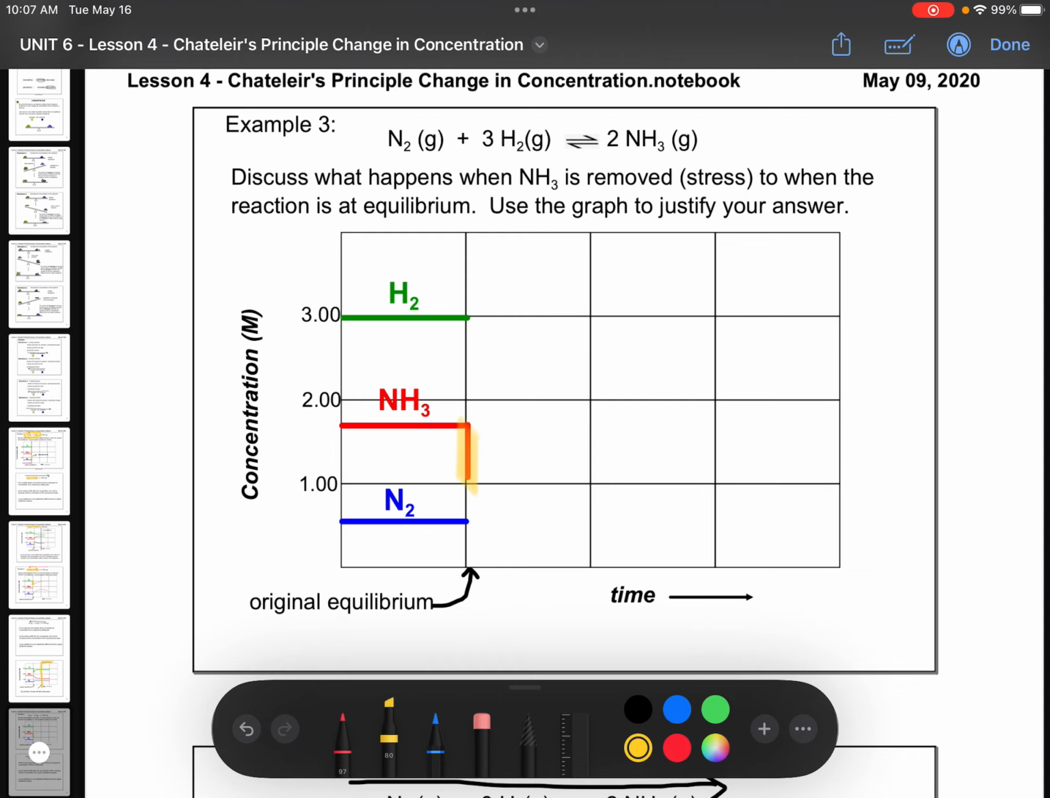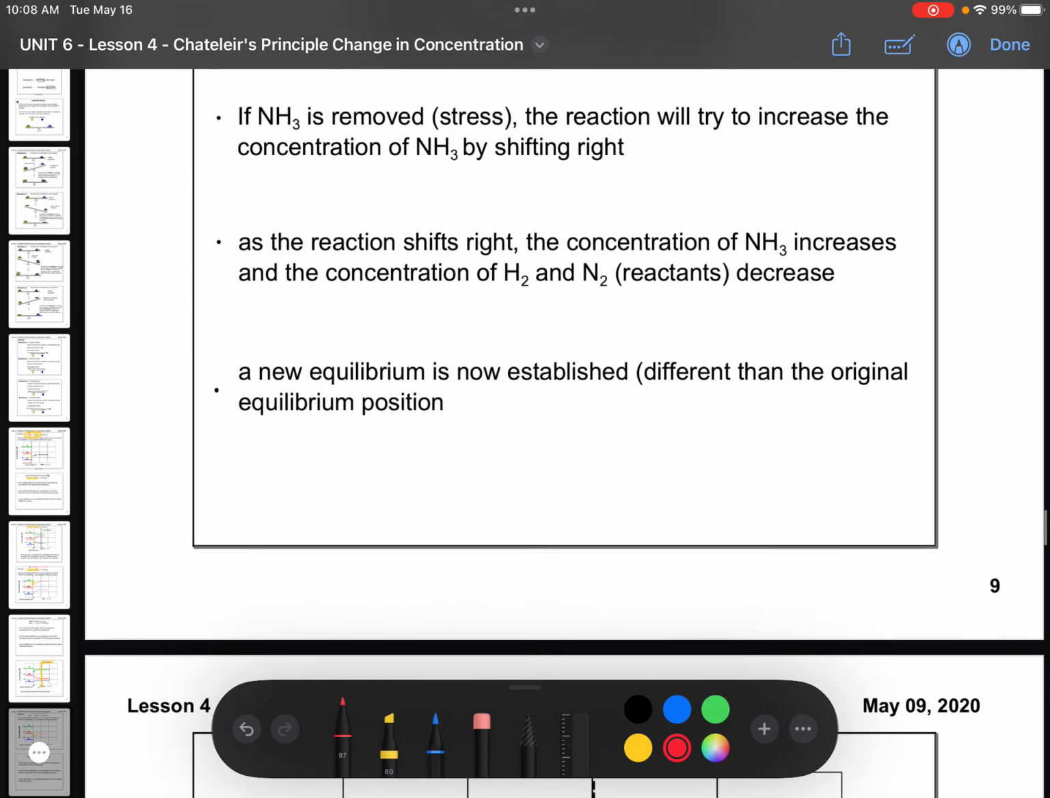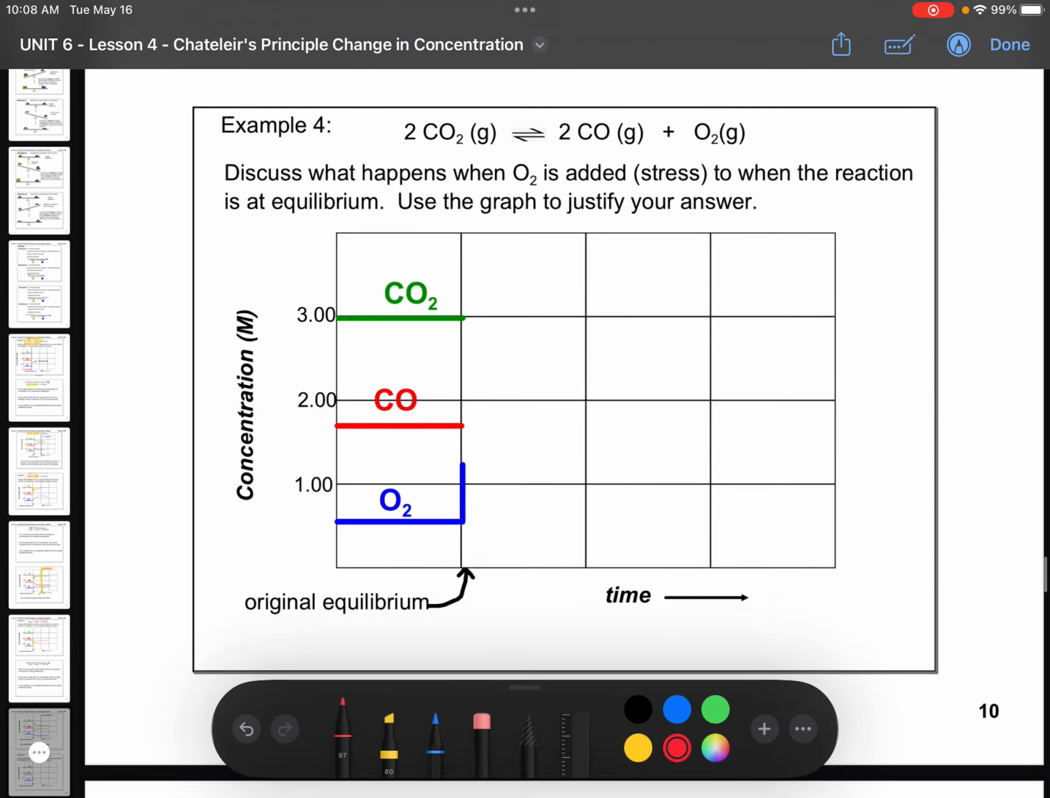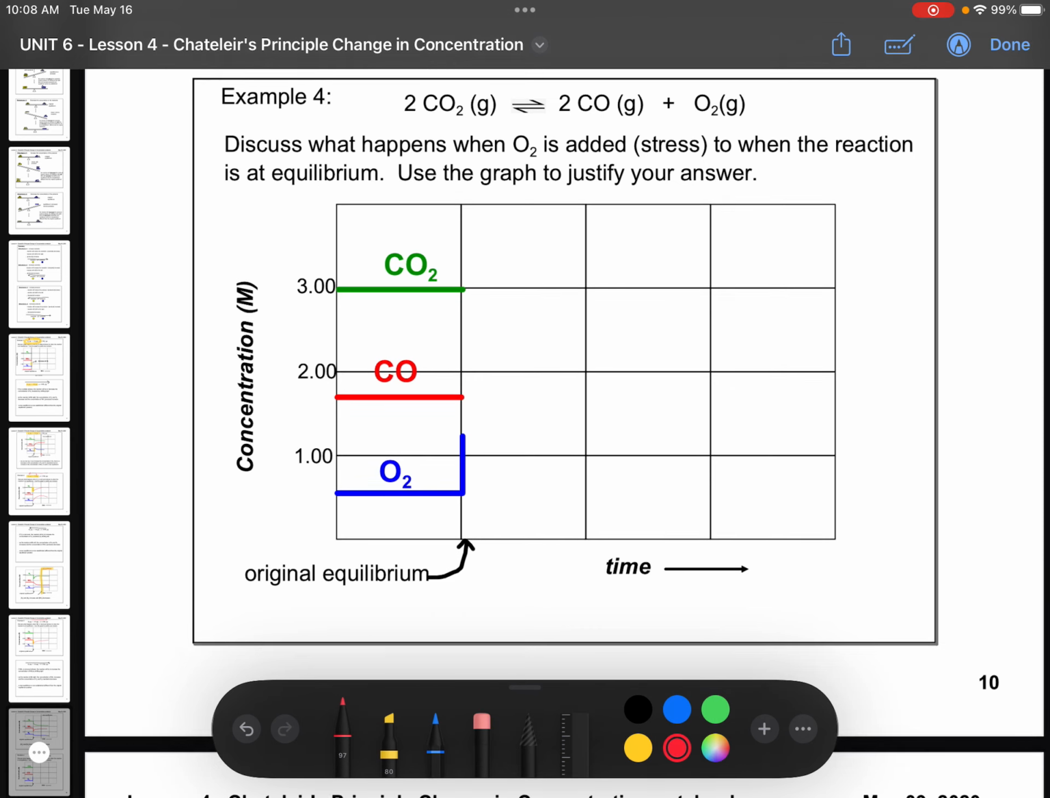Next example here, same sort of situation, but now we have NH3 decrease. It's a removed stress. So because of that removed stress and it's a product, we need to increase it. So we're going to shift to the right in order to increase it. In order to add more NH3, our reactants are going to decrease as well in order to have that shift. And now we reach a new equilibrium as N2 and H2 decrease and NH3 increases.